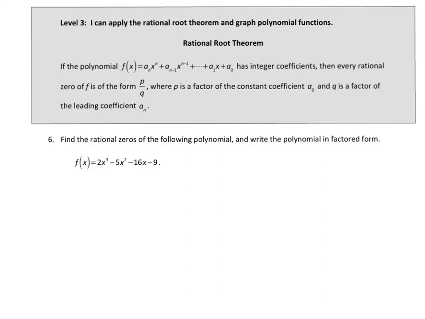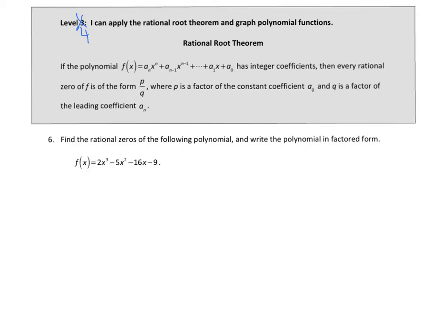In level 4, we will be using something called the rational root theorem to find all of the possible zeros of a polynomial. Now, I have a little typo on here. That should say level 4. Sorry about that. You can fix it on your paper copy too.